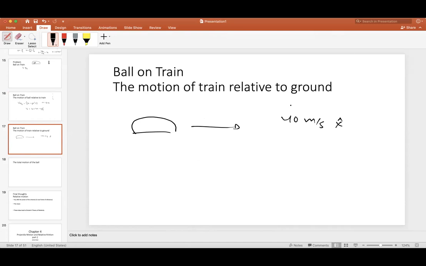Now, the train, however, is traveling at 40 meters per second in the x direction, constant speed, okay? Therefore, v of the train versus the ground is 40 meters per second. Sorry, not times t.